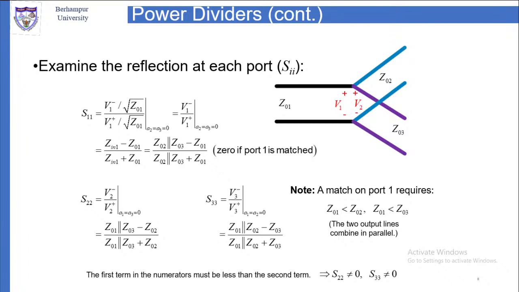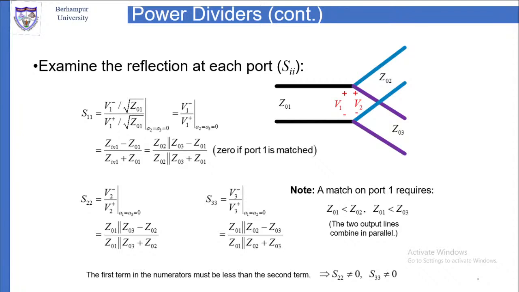So we have one junction, three ports. At the junction, from port 1, suppose the voltage is V1. From port 2, the voltage across the junction is V2. When we consider port 3, the voltage is V3 at the junction. If that happens, then you go to the basic definition of the S11 parameter.